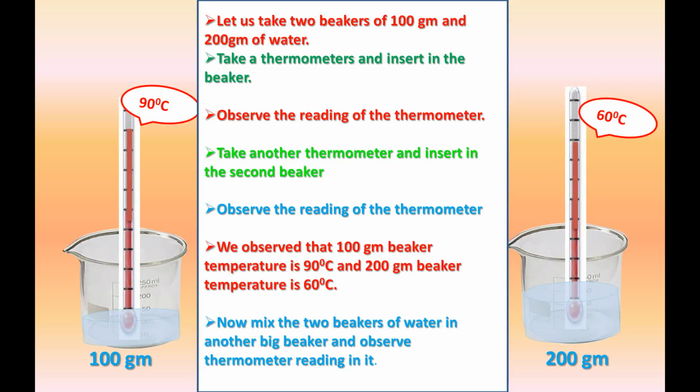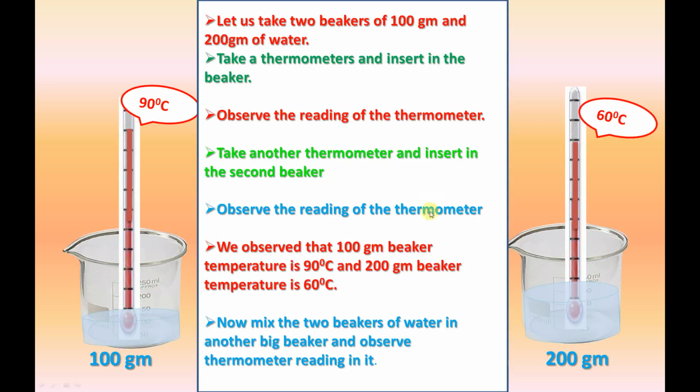But the first sample is a 90 degrees centigrade sample of 100 grams, and this is the 200 grams, 60 degree sample. Both samples are hot waters, and we have to mix both samples in a big beaker. Then we find the principle of the method of mixtures, and we can find the resultant temperature of the mixture after mixing both samples, the 90 degree centigrade sample and the 60 degree centigrade sample.